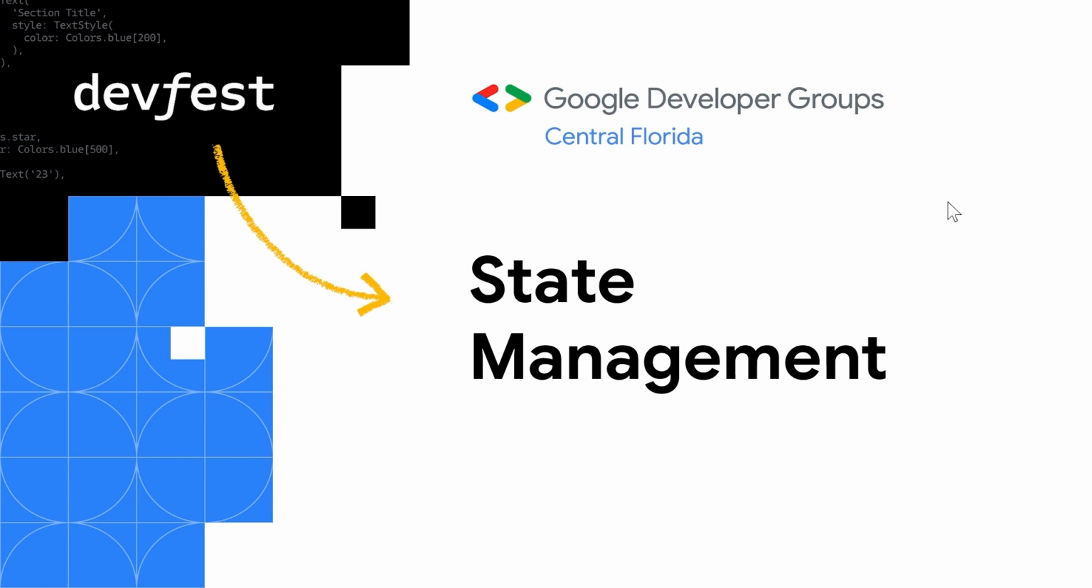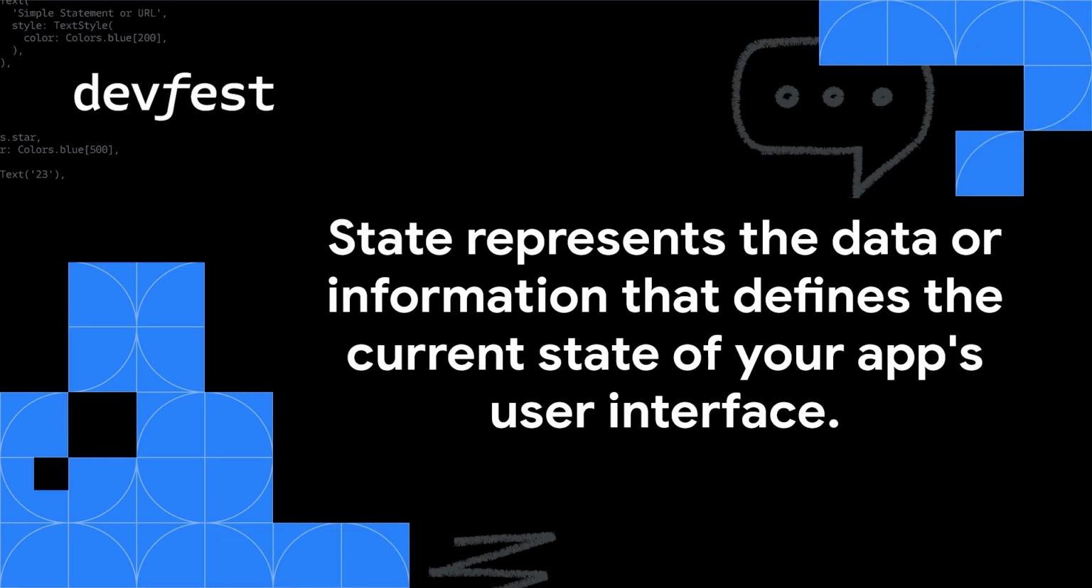So the next topic we're going to be talking about is state management. Let's try to understand first what is state really. So state represents the data or the information that defines the current state of your app's user interface. When I say that, what I really mean is whatever we see visually is the current state of the app. So whatever is present in front of you on the screen, that is basically the state of the app.